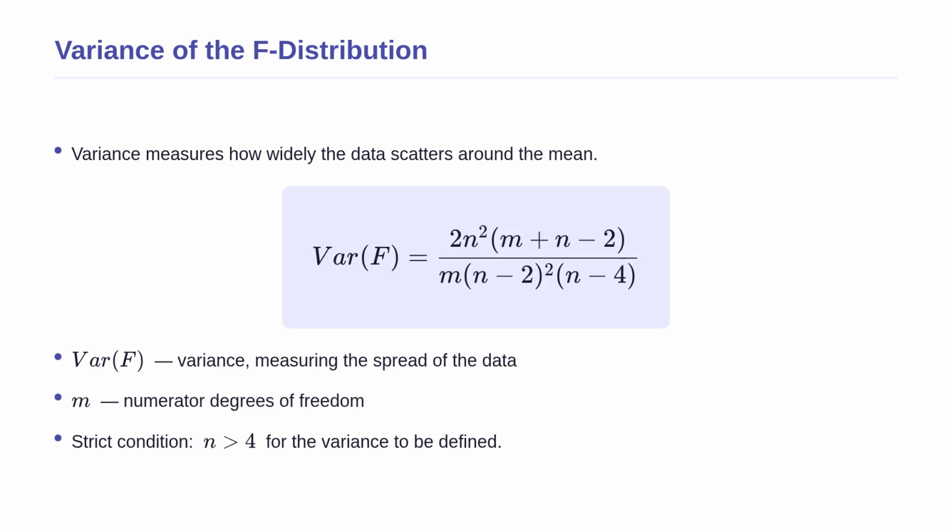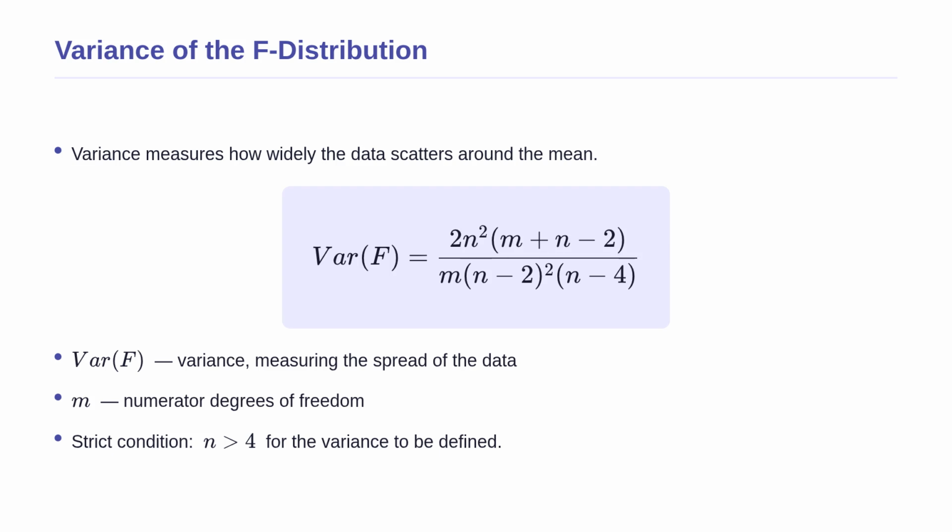Now that we have our balancing point, we need to understand how to calculate the variance, which tells us how widely the data scatters around that mean. This formula is more complex because it incorporates both sets of degrees of freedom. Conceptually, it measures the wobble of our data tree. Here, Var of F represents the variance. The variable m is the numerator degrees of freedom and n is the denominator degrees of freedom.